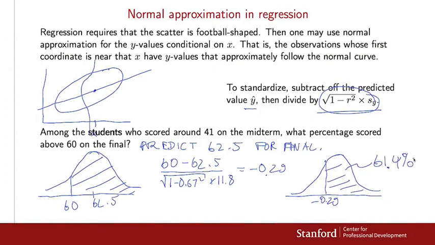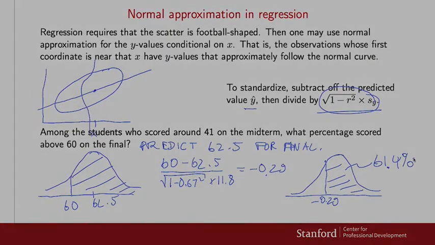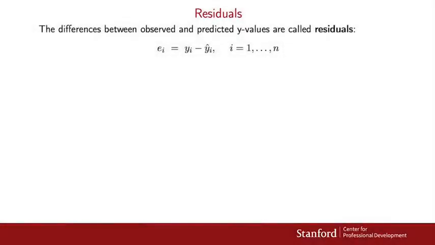So the answer would be that among all the students who scored around 41 on the midterm, about 61% scored above 60 on the final exam. For each observation, we have an observed y-value and we have a predicted y-value. The difference between these two y-values is called the residual.